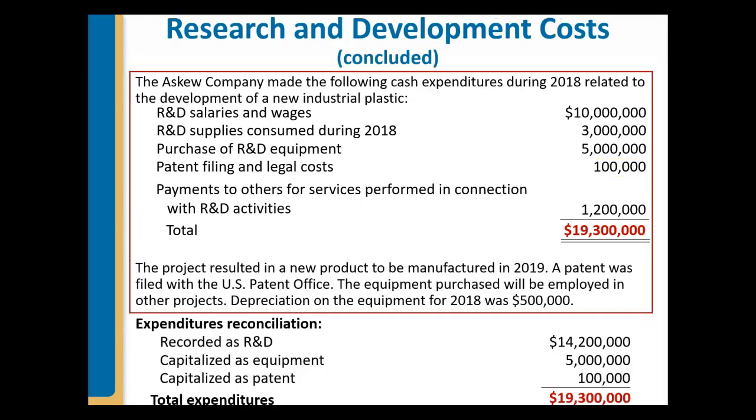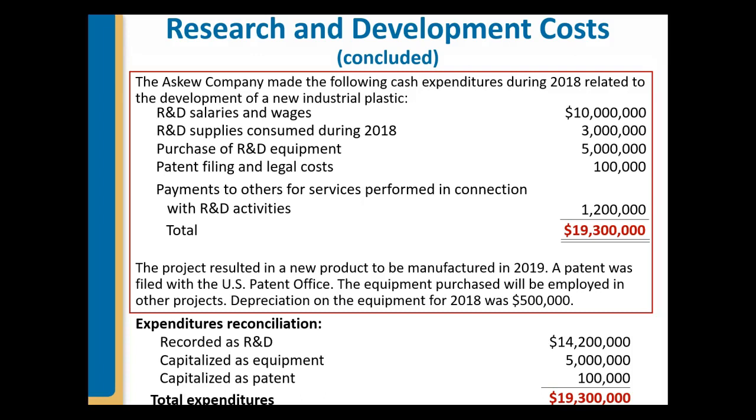GAAP requires that total R&D expense incurred must be disclosed either as a line item in the income statement or in a disclosure note. On the slide, total R&D expense disclosed in 2018 would be $14,700,000. The $14,200,000 in expenditures and $500,000 in depreciation.